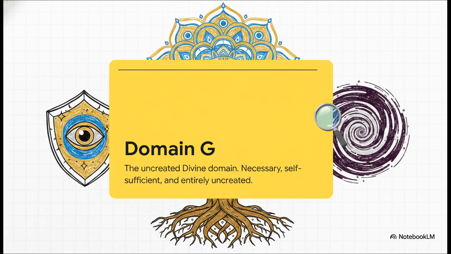I really need to point out a crucial distinction right here. Domain G is not simply the most formless region of existence, okay? It's not just the highest layer of abstraction on some continuum. Instead, it is the completely uncaused source that does not depend on absolutely anything outside of itself. It is necessary, it is self-sufficient, and it is entirely uncreated.